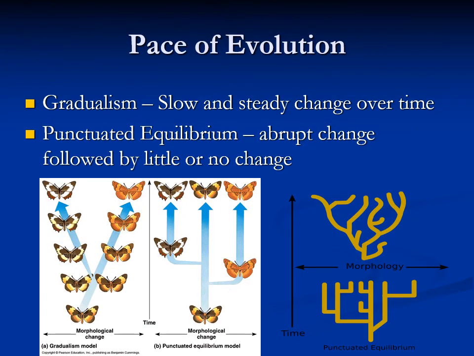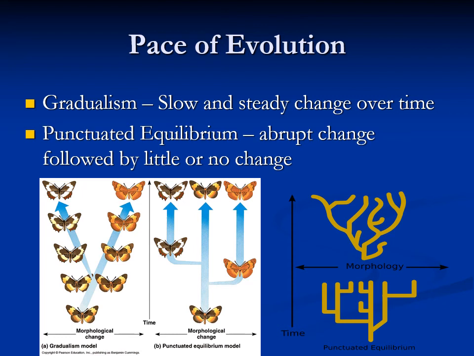Then let's talk a little about the pace of evolution. So there are 2 basic kinds of plans for how evolution occurs. There is gradualism, which, like the name says, is slow and gradual change over time. And this is what most people picture when they imagine evolution occurring, that you have this ancient species, so back here at the bottom with my butterfly, moth.